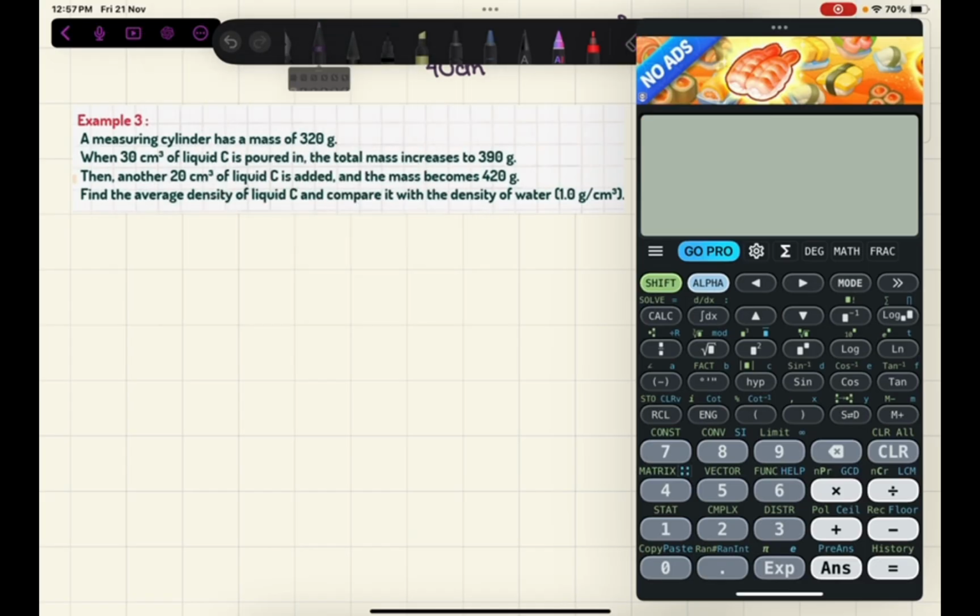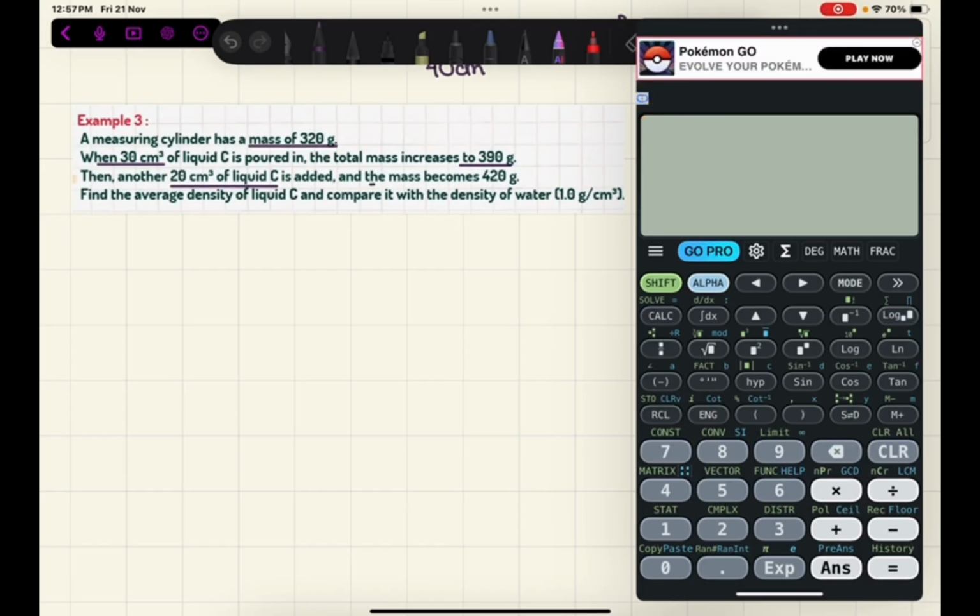So this is our first information. When 13 centimeter cube of liquid C is poured in, the total mass increases to 390 gram. Next, when another 20 centimeter cube of liquid C is added, the mass becomes 420 gram. Find the average density of liquid C and compare it with the density of water.